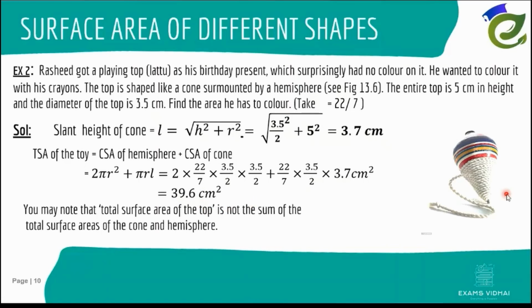One important note over here is, as I already told, you may note that the total surface area of the top is not the sum of the total surface areas of the cone and the hemisphere, but the total observable surface area of the object.